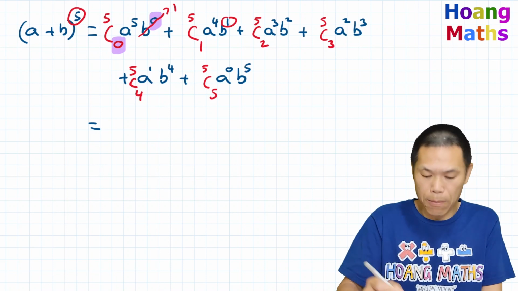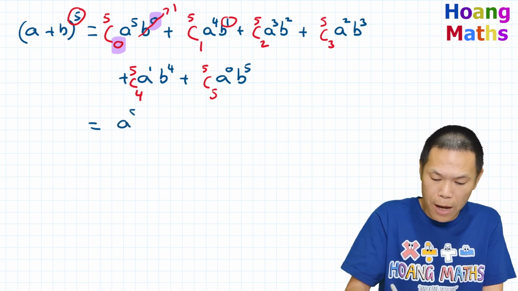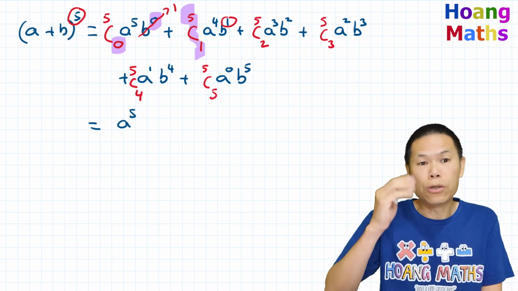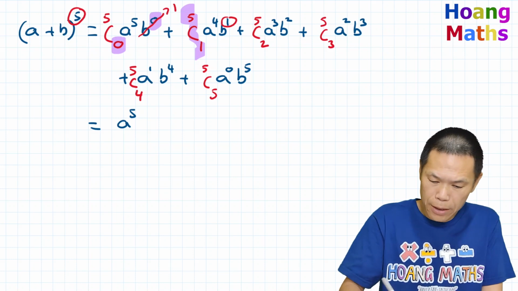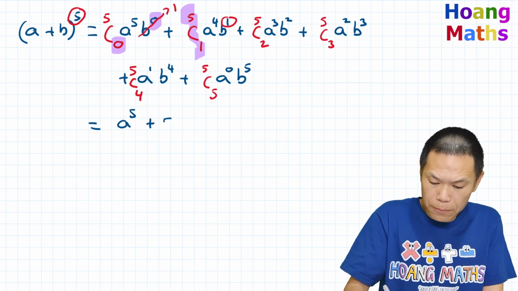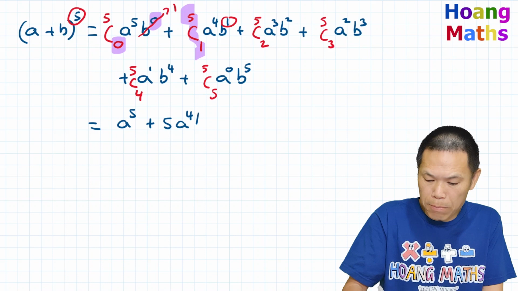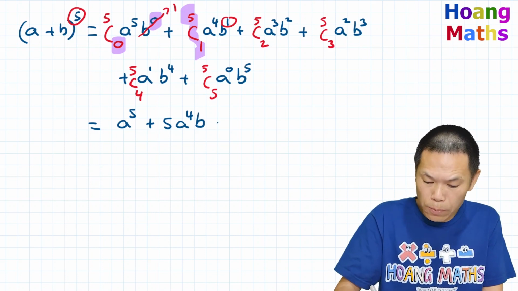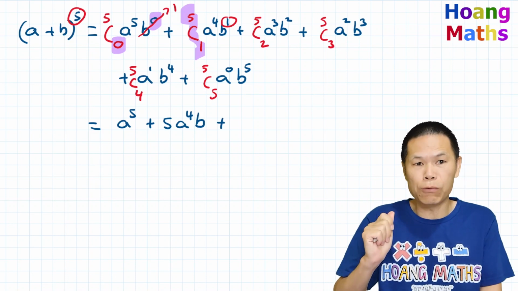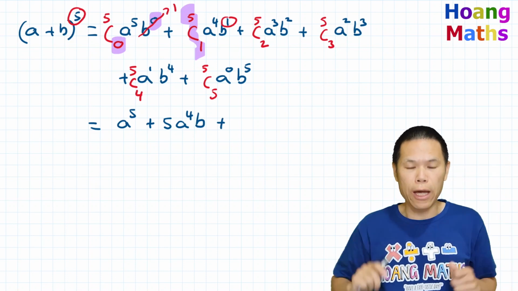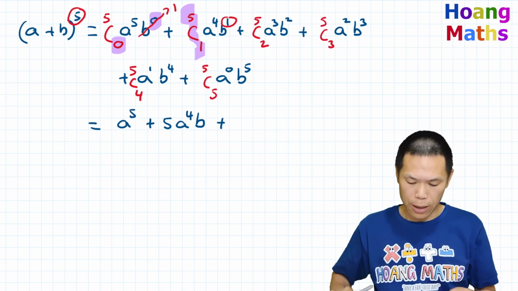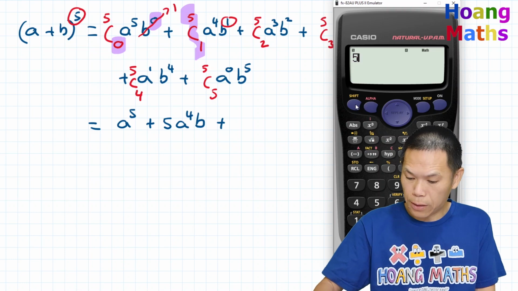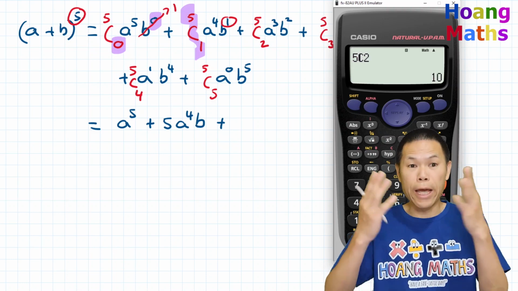So therefore 1 times a power 5, so this is a power 5. And then we use the calculator to work this out. So 5C1 is 5. So we add 5, a power 4, b power 1. So b power 1 is b. Now 5C2 should give you 10. Otherwise, you can just use the calculator. So let's just put it in the calculator. We just go 5 shift C 2. So 10, there you go.